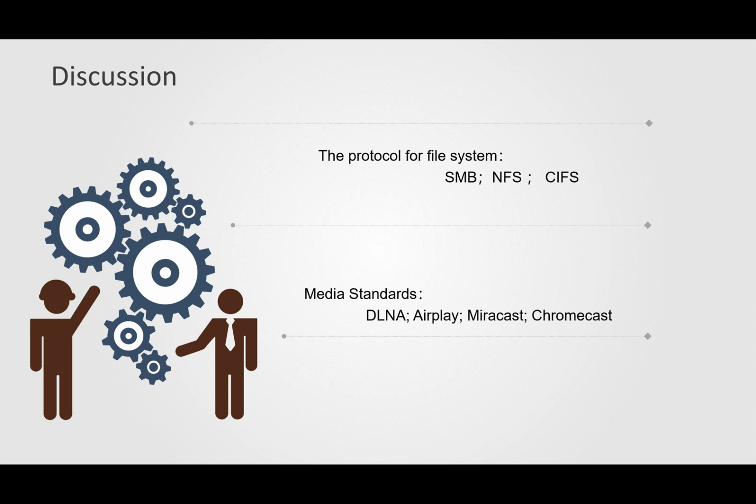SMB has a better security solution. Therefore, we choose SMB as the primary protocol in the file transfer. Next, in order to complete a NAS system, there are some main media standards to consider.